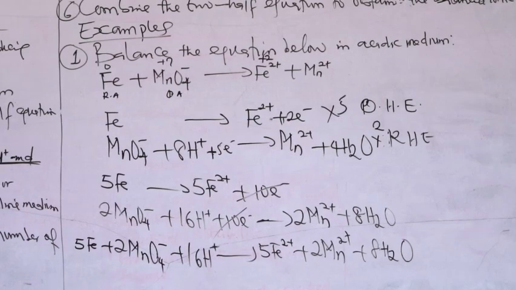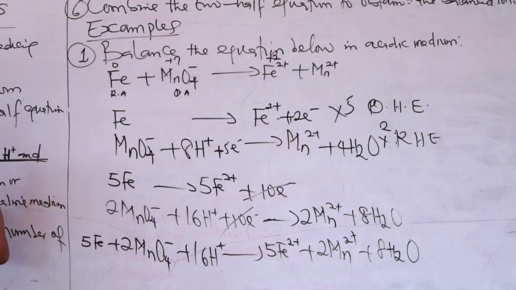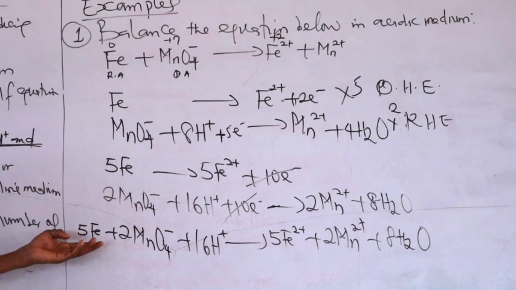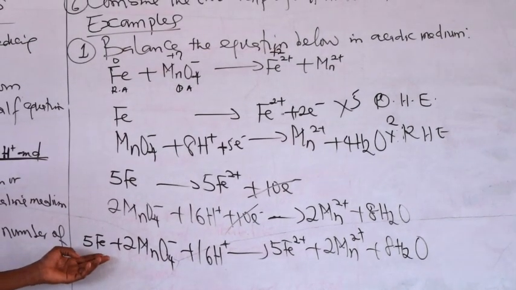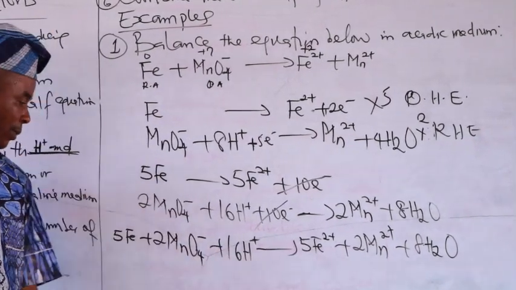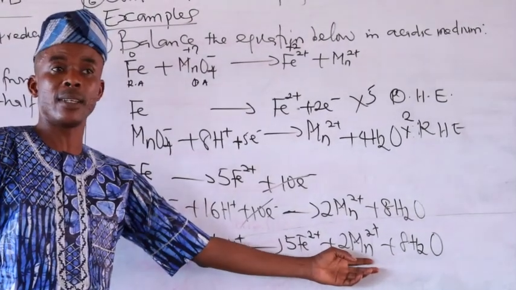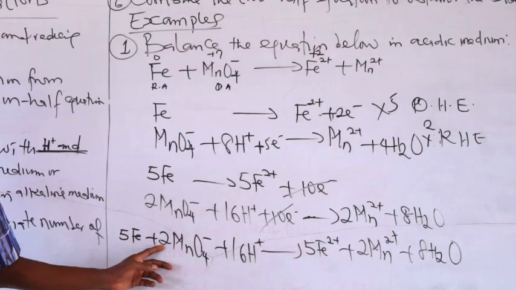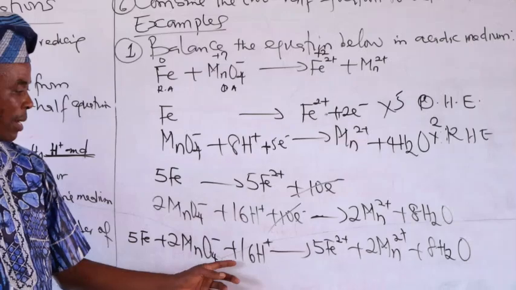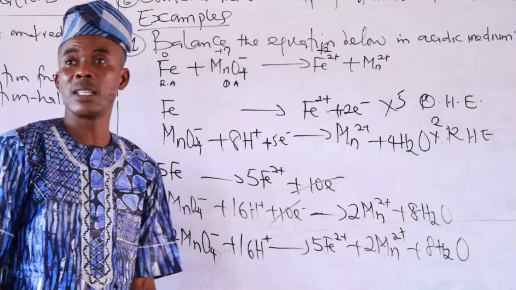Now let us check if you have balanced the equation correctly. Let's look at if it is balanced now. So we have 5 Fe. We have 5 Fe. There are 2 manganese here. There are 2 manganese here. How many oxygen atoms? 8. How many oxygen atoms? How many hydrogen do you have? That means the atoms are balanced.